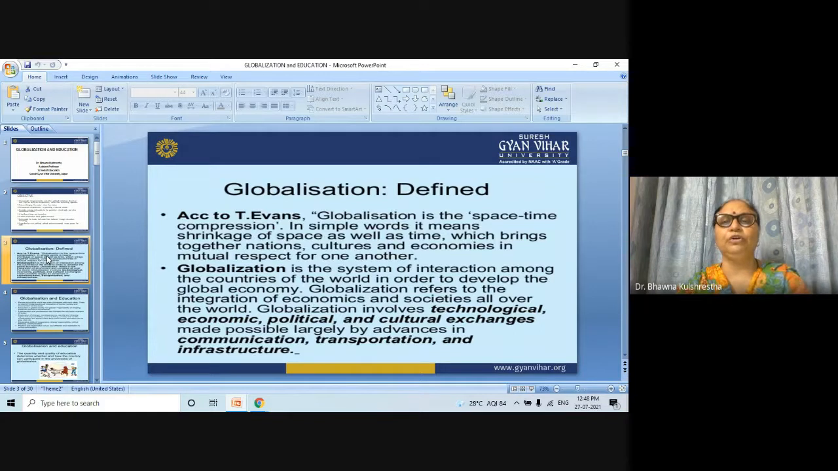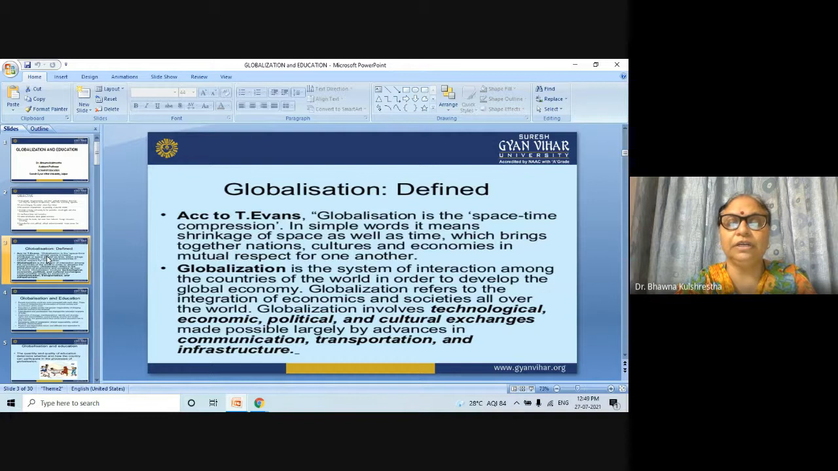Globalization is the shrinking of space as well as time. In simple words, it means shrinkage of space as well as time, which brings together nations, cultures, and economies in mutual respect for one another. Globalization is the system of interaction among the countries of the world in order to develop the global economy. Globalization refers to the integration of economies and societies all over the world.